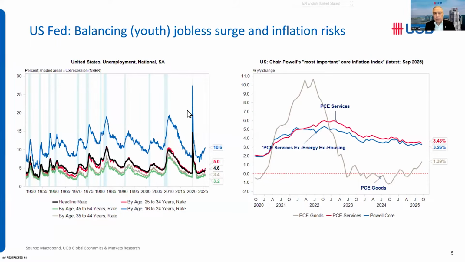On the left side, there's the jobless rate. Here I segment it into different age categories. The youth category, the blue one, is picking up very strongly. The number that is often quoted is the headline, 4.6%, and the black one has also been creeping up. It is not serious enough for the Fed to do something aggressive.